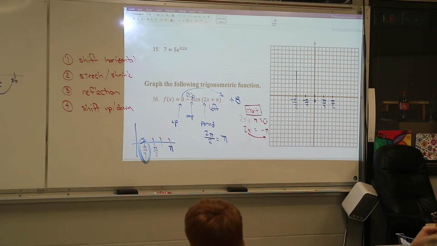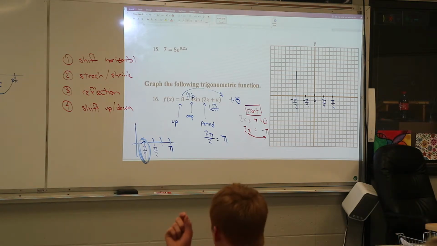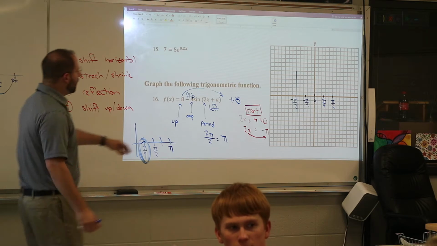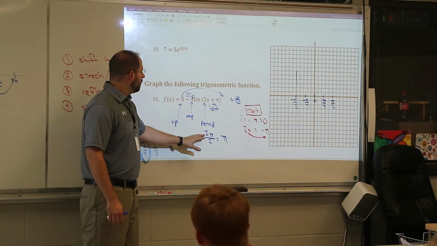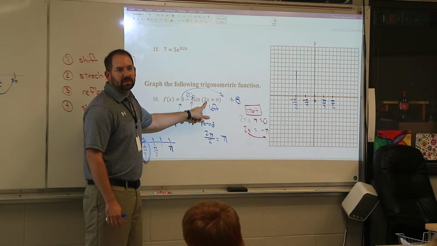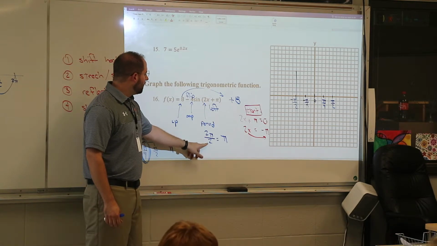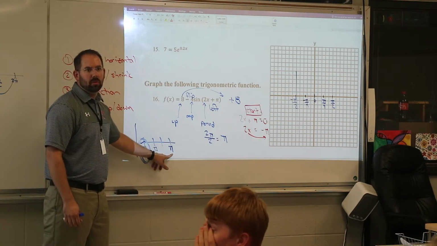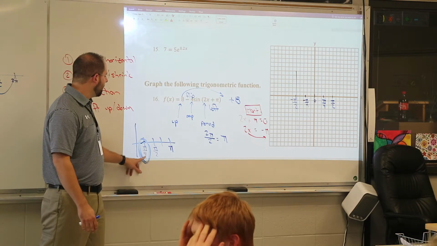Amplitude 4, that's how tall. Where is that at? Normally I go up to 2 pi, but I'm dividing by the number in front of x, so this is pi. That's where I'm normally going out to. So I divide by 2, divide by 2 again.